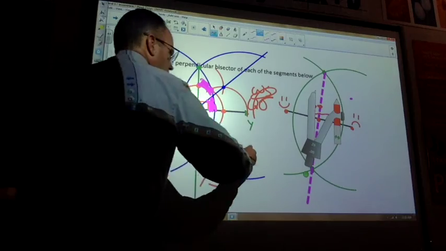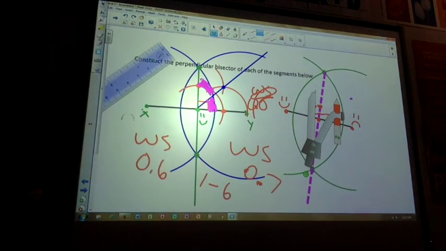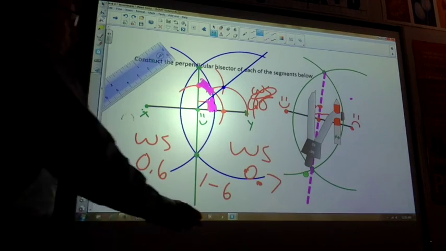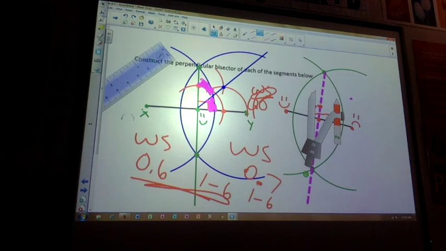And then worksheet 0.7, we're going to work on 1, 2, 3, 4, 5, 6. So 1 through 6 on each. Don't worry about the word problems on worksheet 0.6. So worksheet 0.6 and 0.7, 1 through 6 on each.